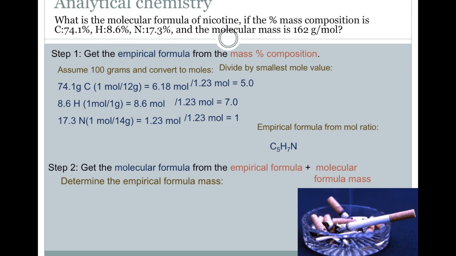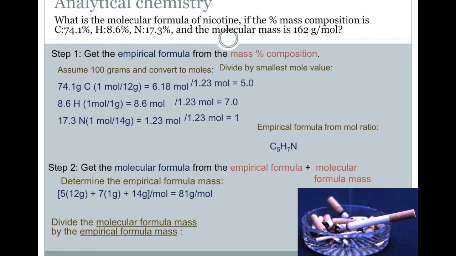So we're going to determine the empirical formula mass. And again, we just use the empirical formula and multiply by the mass of each atom in that formula. And we end up with an empirical formula mass of 81 grams per mole. And then if we look back at the top, the molecular mass is 162 grams per mole. So we're going to divide 162 by 81, and we end up with 2. So that means that our molecular formula is twice as large as our empirical formula. So it's C10H14N2.